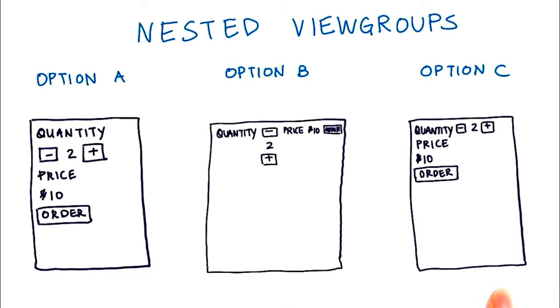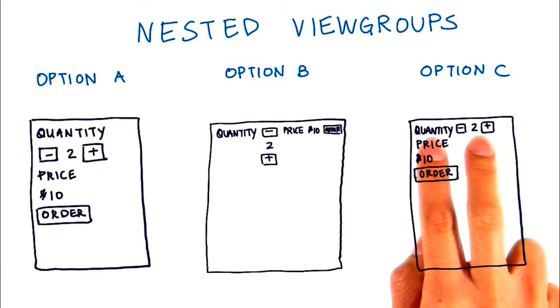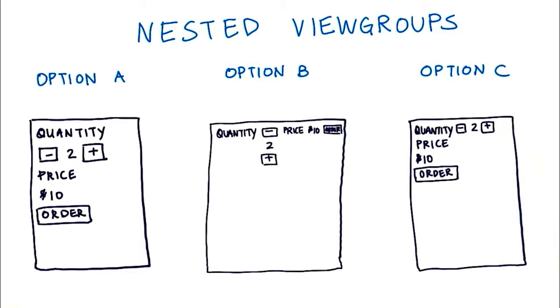Here are the sketches side by side. Clearly option B is not what we want, and option C is correct except for the fact that quantity and the quantity picker are in the wrong spots. They should be on top of each other. That leaves option A, which does actually build the desired layout. Whew, that was a tough concept, but you handled it really well.